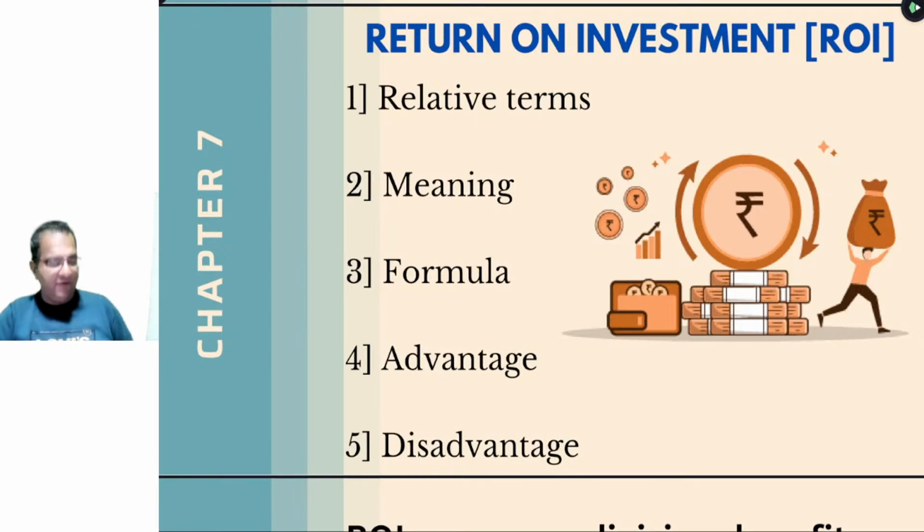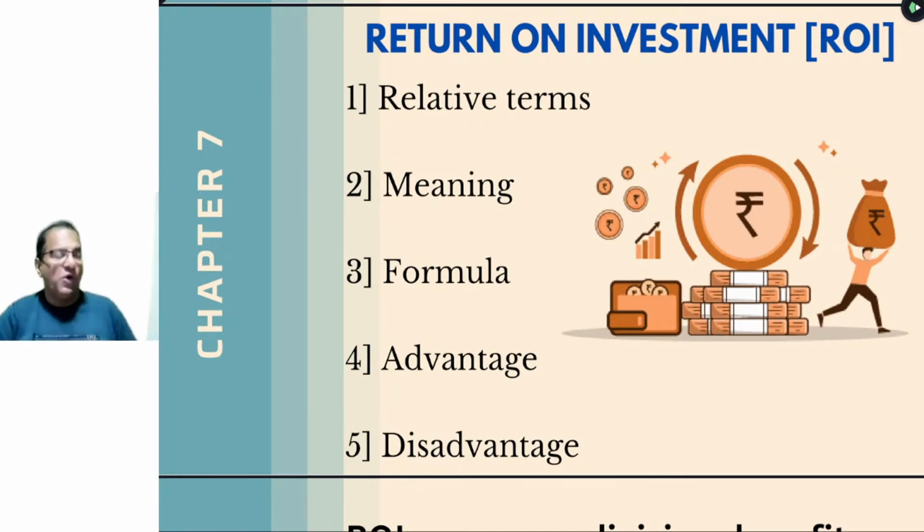So the discussion on ROI will be bifurcated into a total of 5 parts. First of all, the very simplest part: whenever we are calculating ROI, that ROI will be expressed in percentage terms. That is, ROI is 20%, 25%, 5%. So we will express the ROI in percentage terms. It's not an absolute measurement terminology. It's a relative measurement terminology.